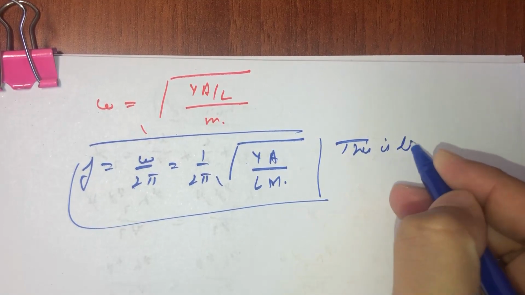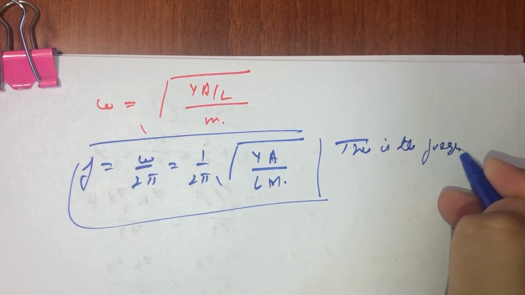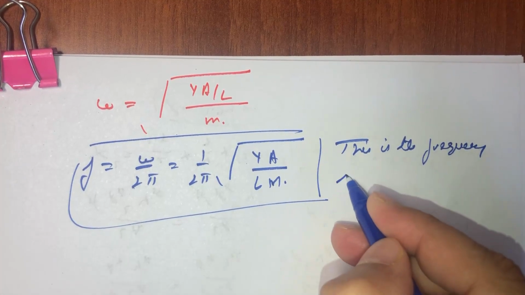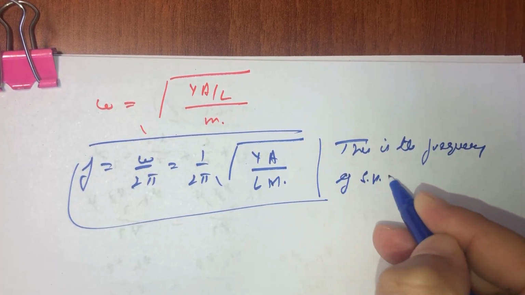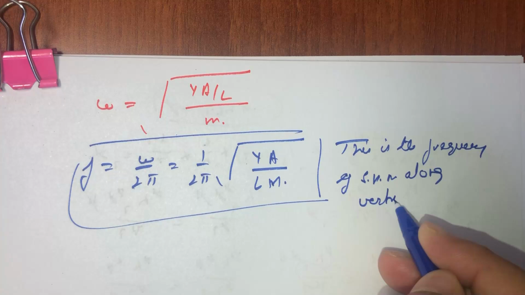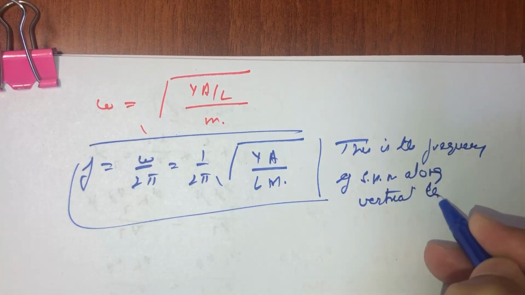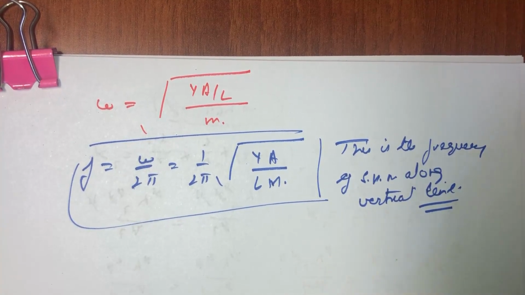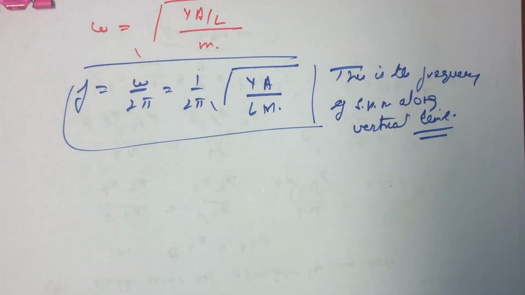This is the frequency of SHM along the vertical line. This completes the question.